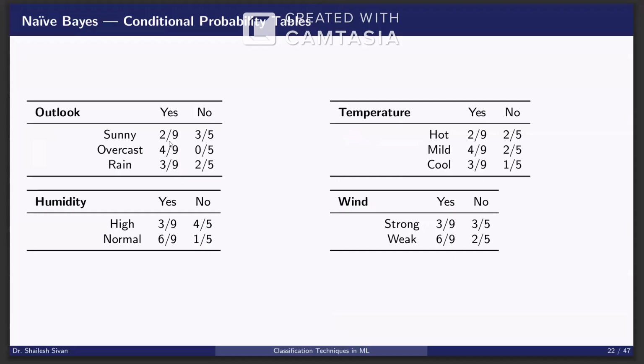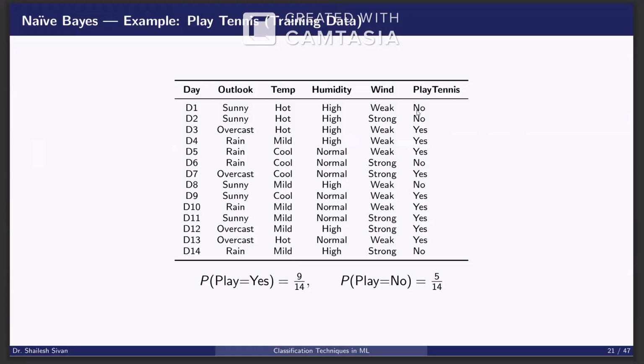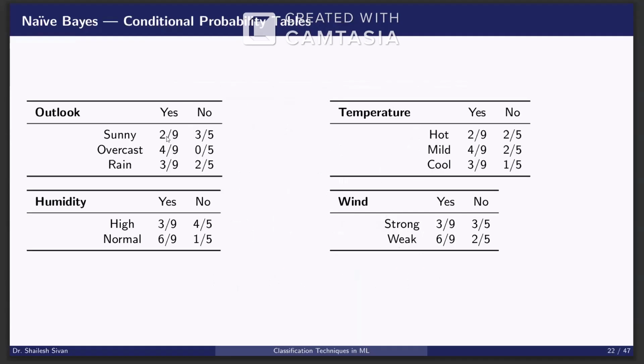Let us calculate the conditional probability of sunny given yes. Among the yes cases, there are 9: 1, 2, 3, 4, 5, 6, 7, 8, 9. From these 9, in the outlook feature, how many of them are sunny? Sunny, sunny, right? So it is 2 by 9. Are you getting that? What is calculated here?